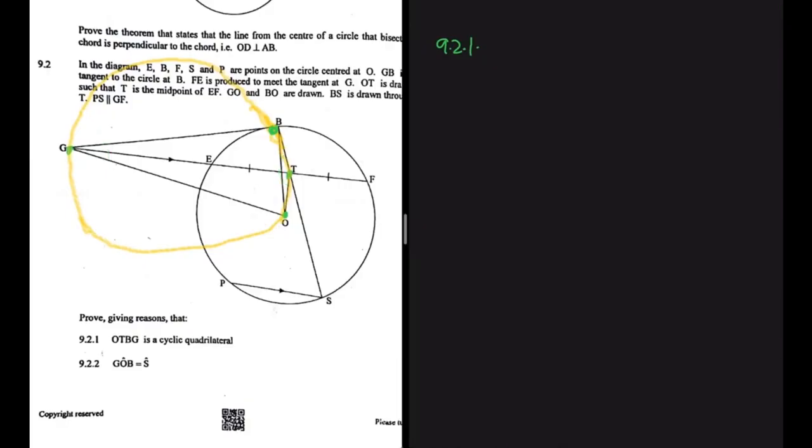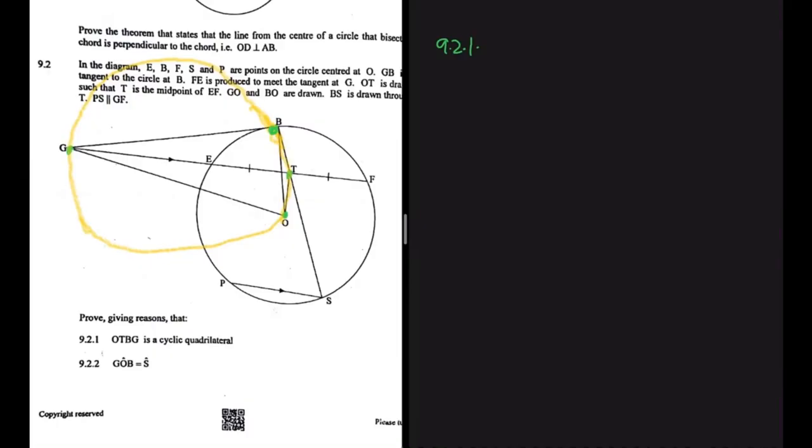That is correct, right? Another way I tried to prove it is that this angle here should be equal to that angle there. I couldn't prove it using those two ways, right? I'm not saying those ways are not correct. They're correct, but when I try proving that OTBG is a cyclic quad using those ways, I couldn't.